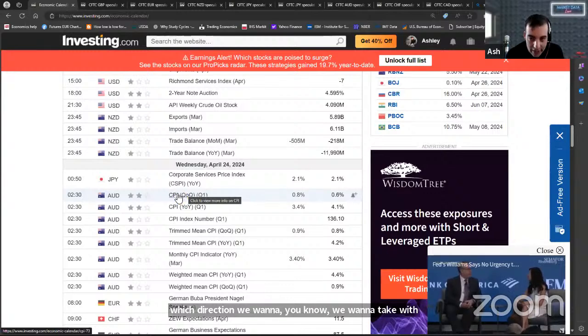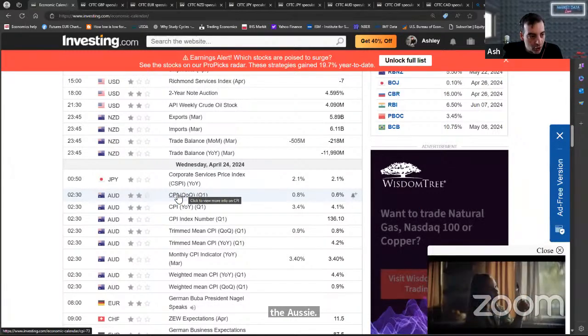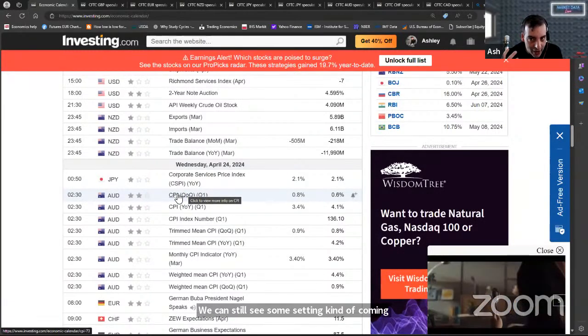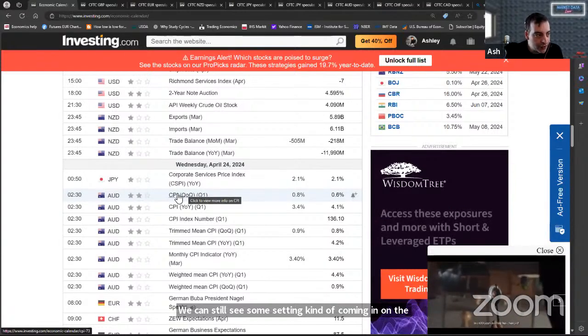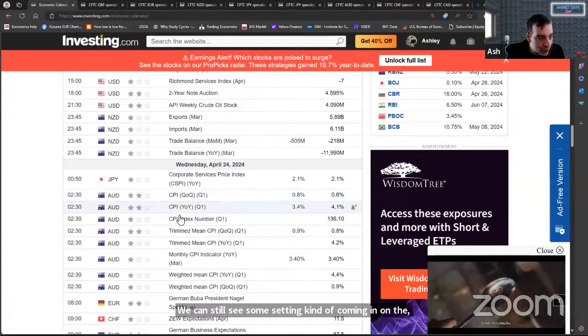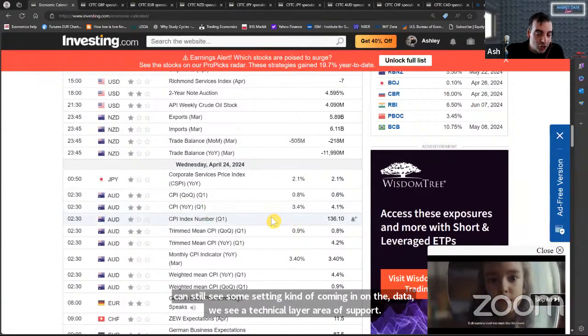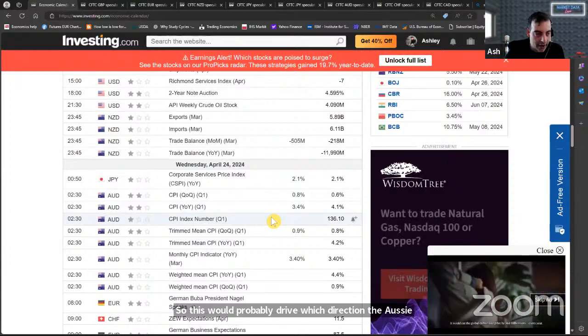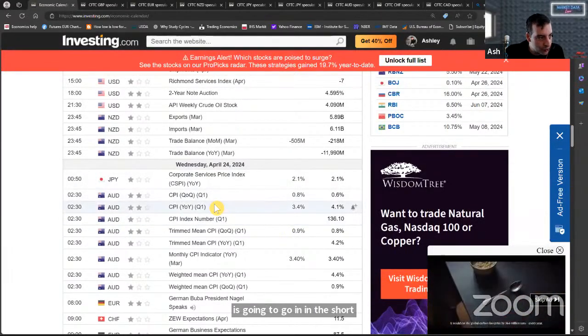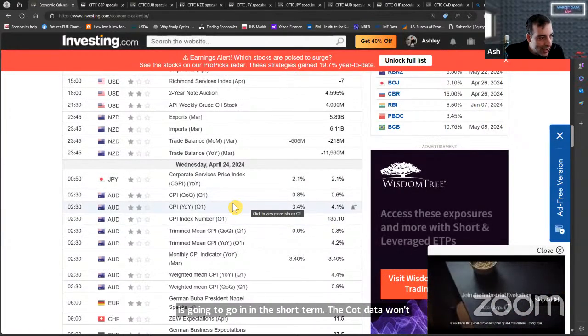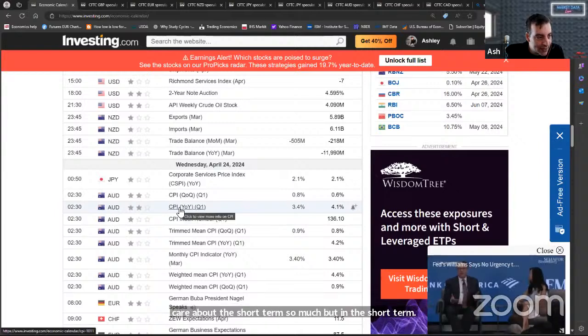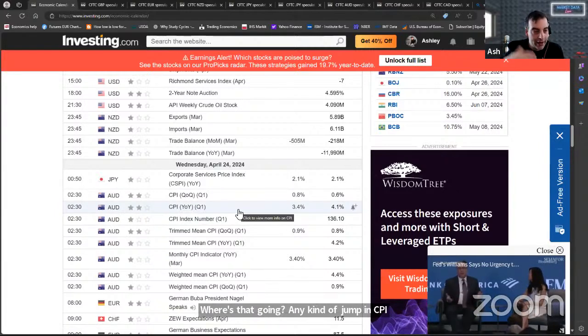We can still see some selling coming in on the COT data. We see a technical area of support. So this would probably drive which direction the Aussie is going to go in the short term. The COT data won't care about the short term so much, but in the short term, where's that going? Any kind of jump in CPI data is probably going to push the Aussie higher, and any decline is probably going to push it lower.